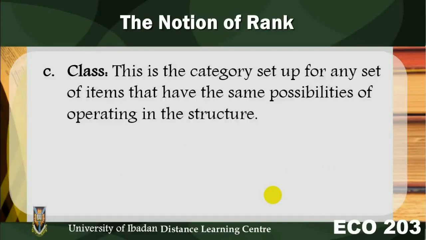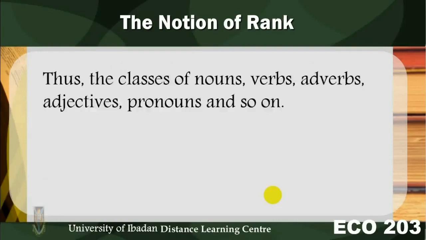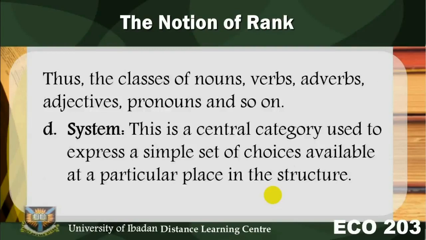This is the category set up for any set of items that have the same possibilities of operating in the structure. In fact, such items will be similar in structures, functions, and their combination with other units of the same rank. Thus, the classes of nouns, verbs, adverbs, adjectives, pronouns, and so on.